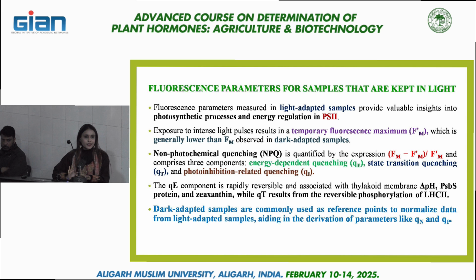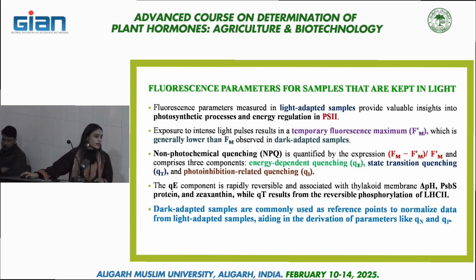So these are various parameters which we are going to study in light adapted samples: NPQ, QE, QT, F0 by Fm, various parameters you will study here. Then you can compare your samples and say what changes you are seeing in control condition, in hormone treated plants and stressed plants. Dark adapted samples are commonly used as a reference point to normalize data from light adapted samples. We are always using dark adapted samples as our reference point, and for light adapted samples, we are going to sample them and note their readings, aiding the derivation of parameters like Qn and Qp.